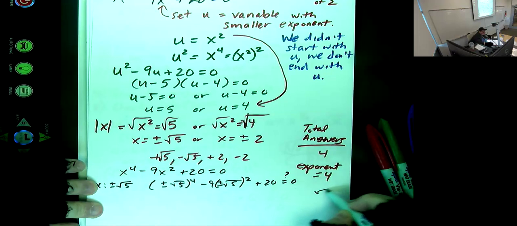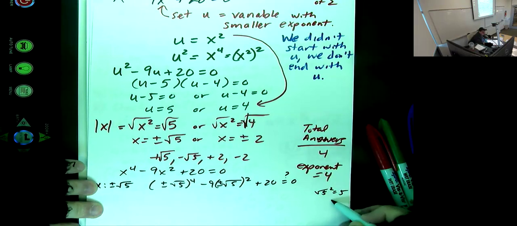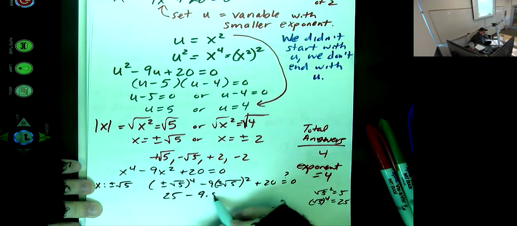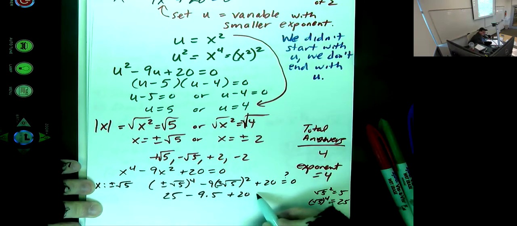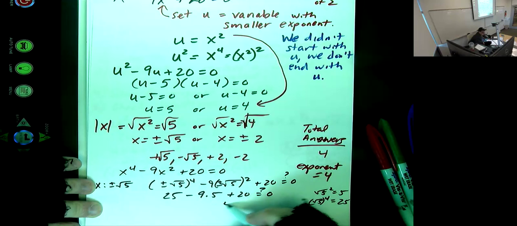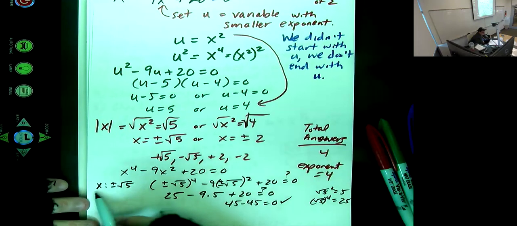Square root of 5 squared is 5. And then if we square that again, we get 25. So square root of 5 to the 4th power is 25. So this is 25 minus 9 times 5 plus 20. Does that equal 0? Yeah, we end up with 45 minus 45, which does equal 0. So both of those work.